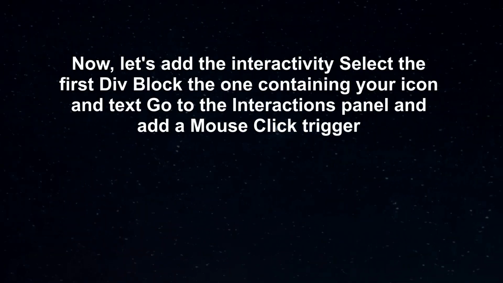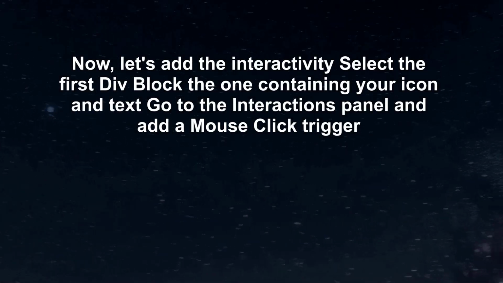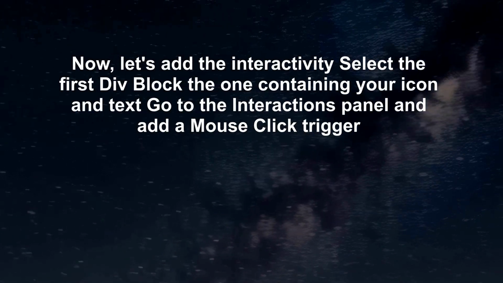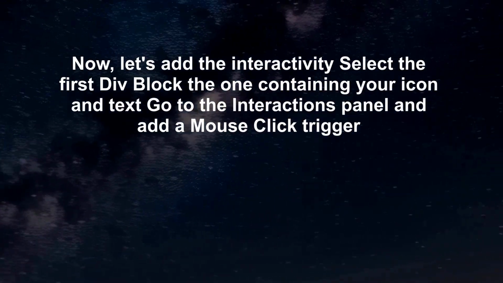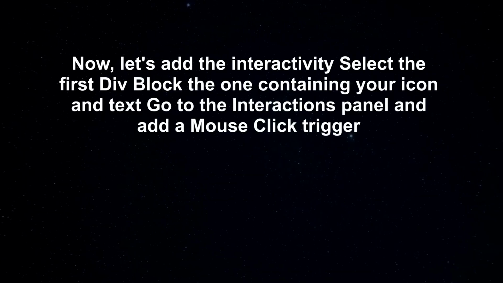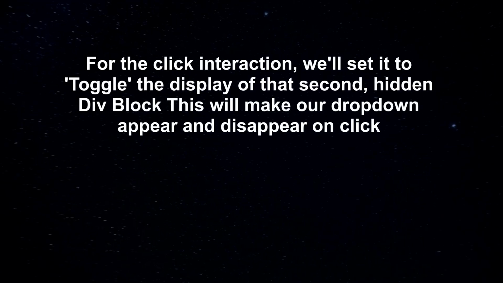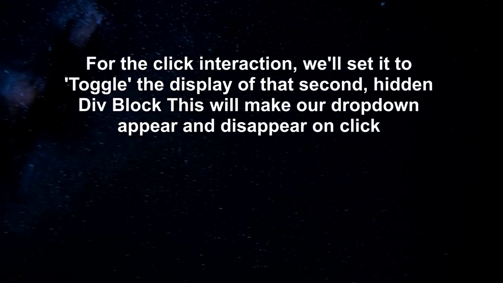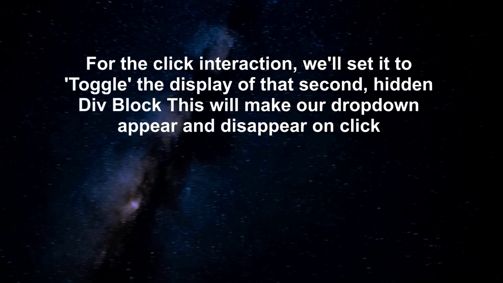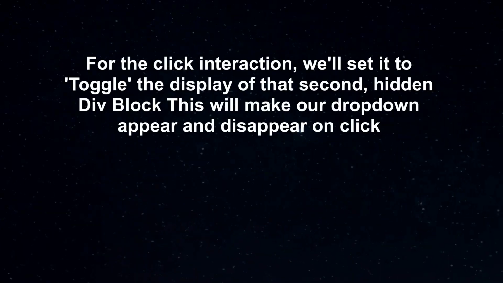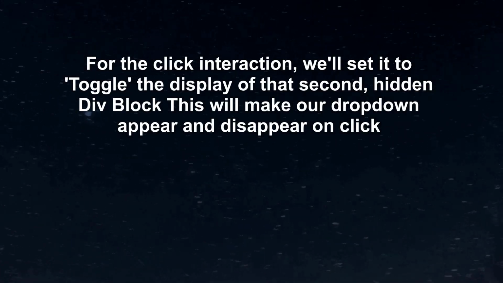Now, let's add the interactivity. Select the first div block, the one containing your icon and text. Go to the Interactions panel and add a mouse click trigger. For the click interaction, we'll set it to toggle the display of that second hidden div block. This will make our dropdown appear and disappear on click.